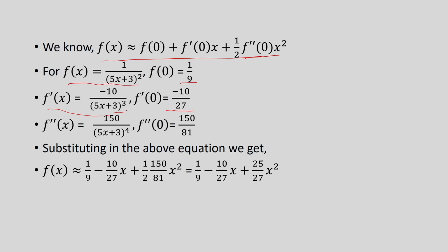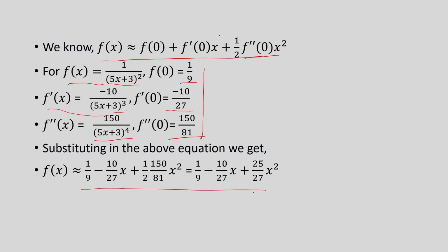Similarly, if you differentiate this once again, you are going to get f double dash of x, which is 150 divided by 5 x plus 3 to the power 4, and again you put x is equal to 0, you are going to get 150 divided by 81. So, all these values are now going to be put here, and this is what you are going to get.